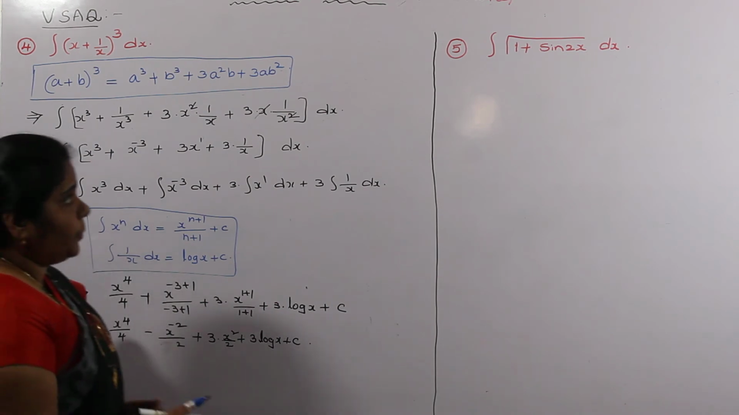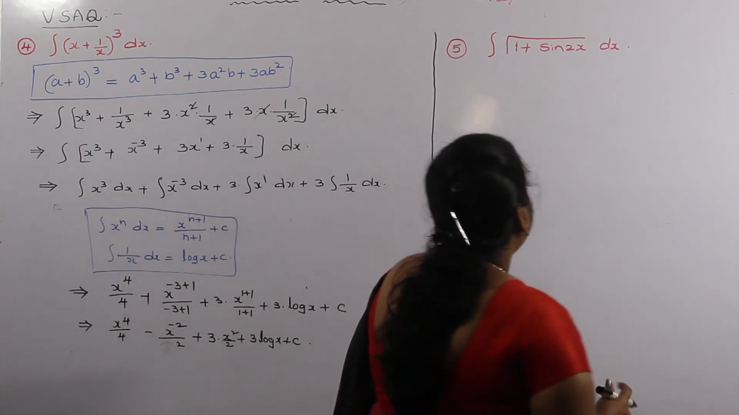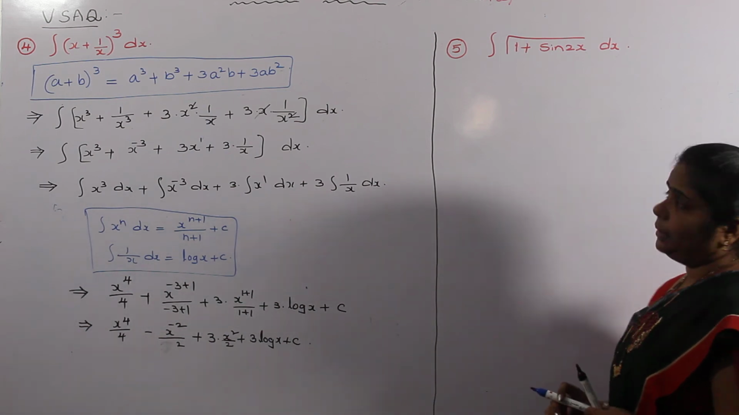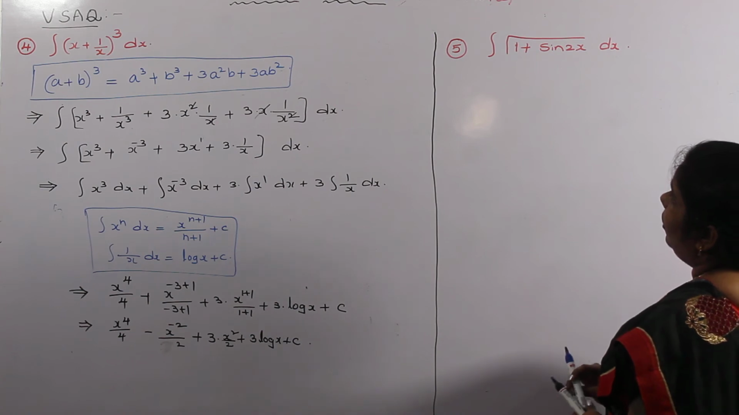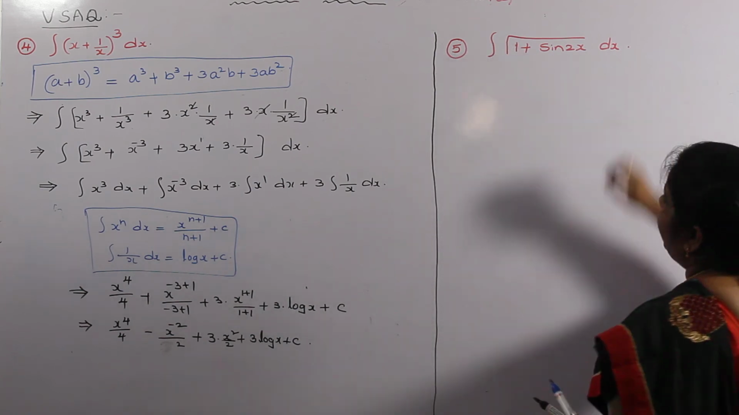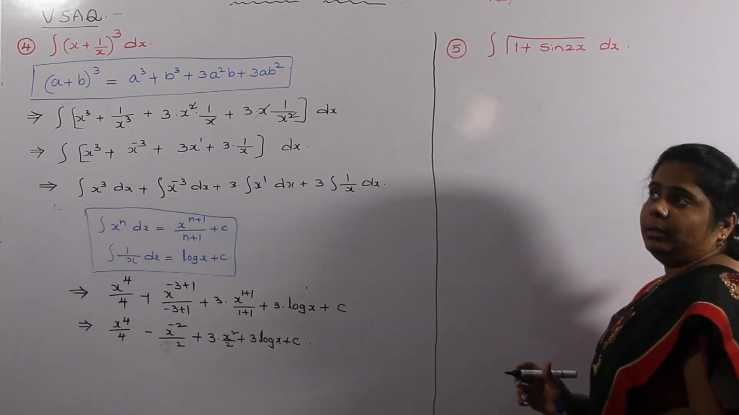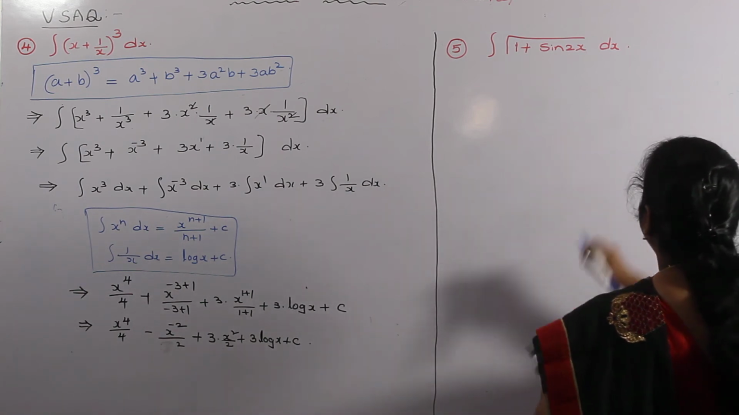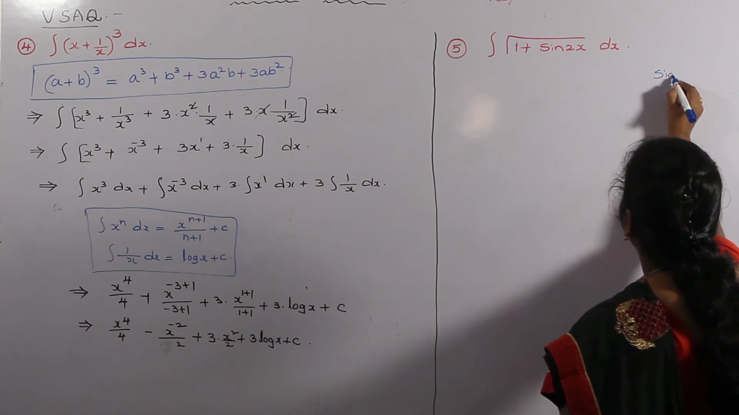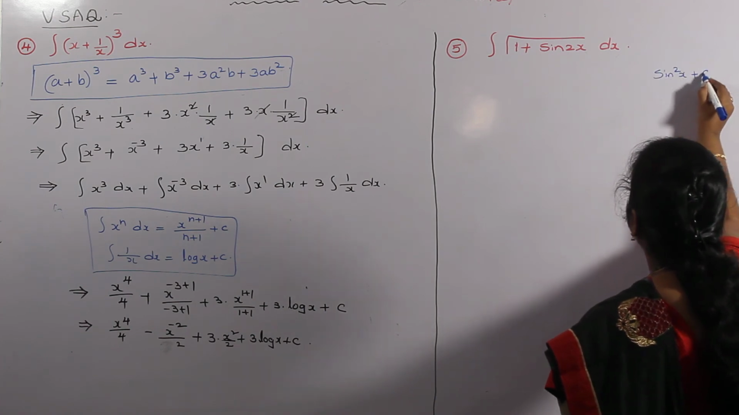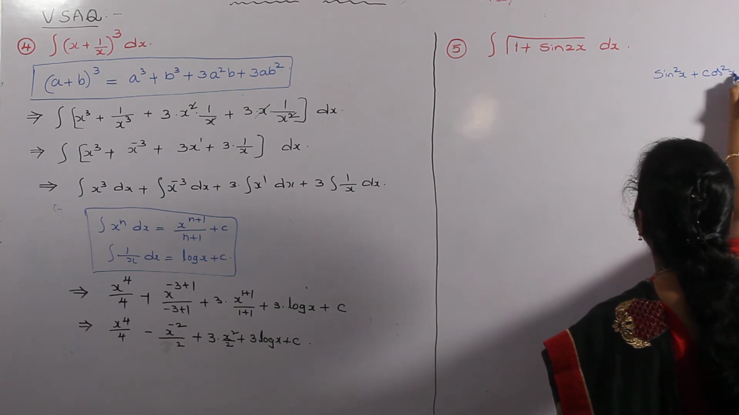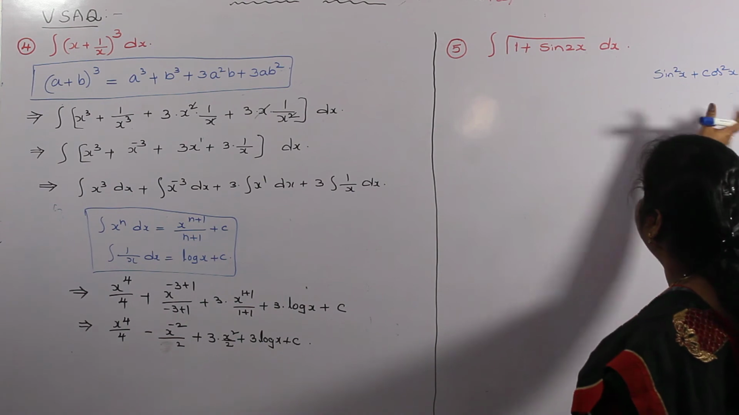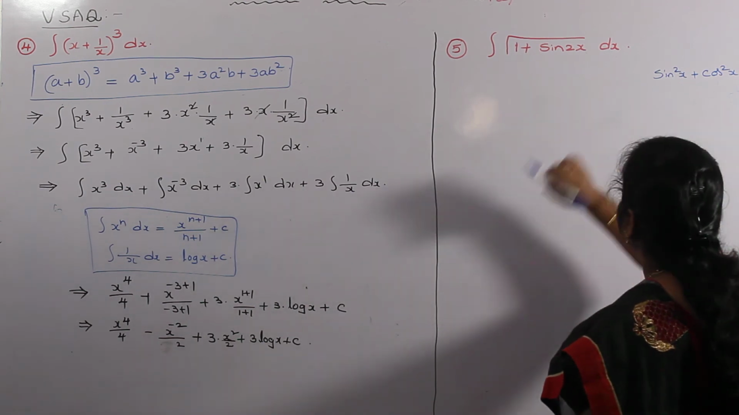Next problem. Integral of root over 1 plus sine 2x dx. We have the trigonometric identity. We know that sine square theta plus cos square theta is equal to 1. Sine square x plus cos square x is equal to 1. Already we know that this is the trigonometric identity. In place of 1, substitute this here.